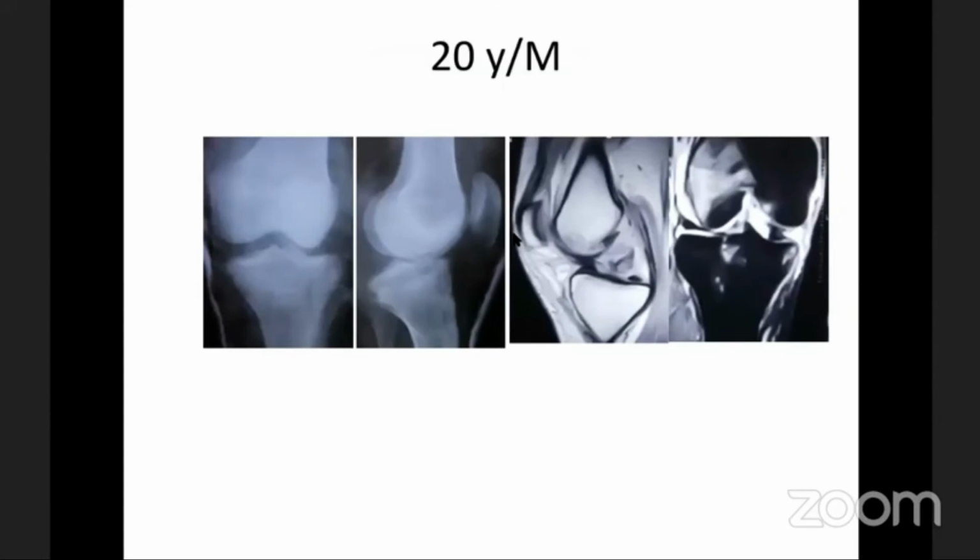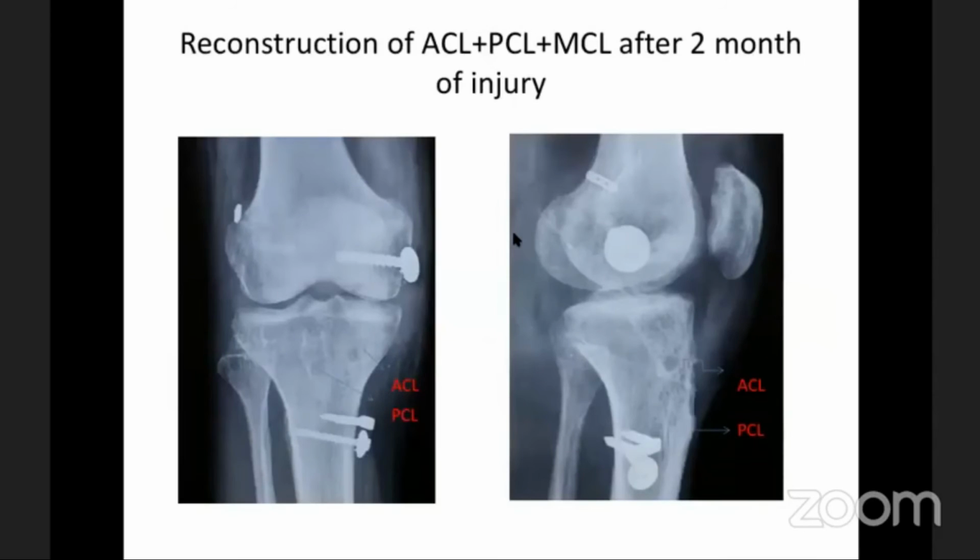Like this patient, a 20-year-old male having injury of the ACL, PCL, and the MCL, was managed with a cast. After 1 month, referred to me. The cast was removed, and mobilization and range of motion were started. And after 2 months, reconstruction of the ACL, PCL, and the MCL was done at the same time.